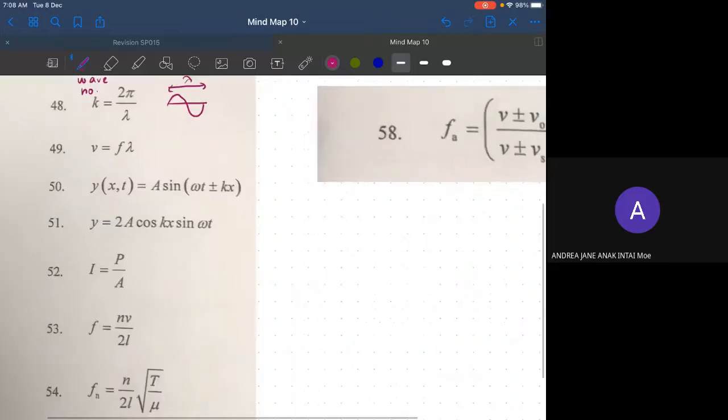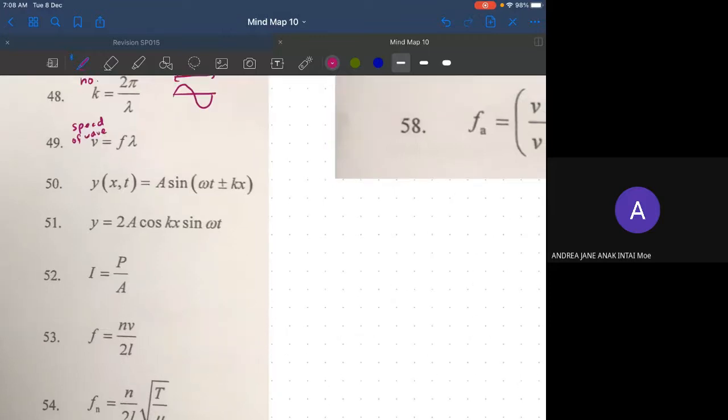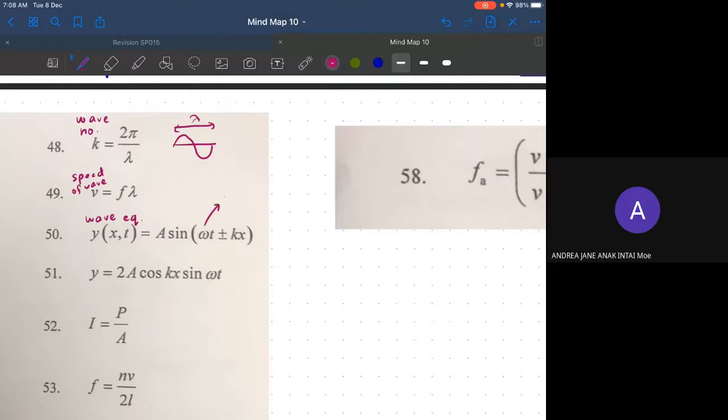Okay, and then this one formula v equals to f lambda, di mana v ni adalah speed of wave, and then f ni frequency lah, and then lambda is lambda lah. And then we have equation 50. This is a wave equation. Bukannya equation simple harmonic motion, this one is different. Ni equation of wave, di mana omega tu sama dengan 2 pi over T, and then k tu sama dengan equation 48 tu lah.